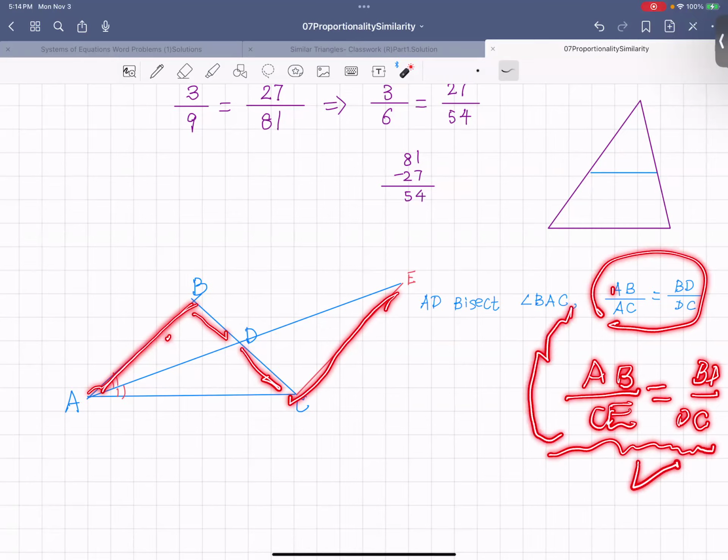And when you compare these two, what's the only difference? That guy, right? So if you can prove these two are equal, then this equation will be true. Make sense? So the key point is to show AC and CE are equal.